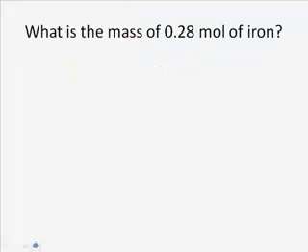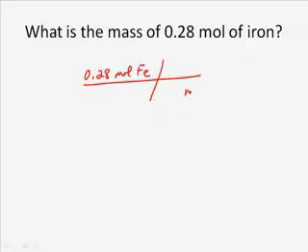All right. What is the mass of 0.28 moles of iron? Again, we can go moles to grams in one step. We want moles on the bottom and grams of iron on the top. So 1 mole. And if we look at the periodic table, we have 55.8 grams. So 0.28 times 55.8 gives me 15.6, which would round to 16 grams of iron.